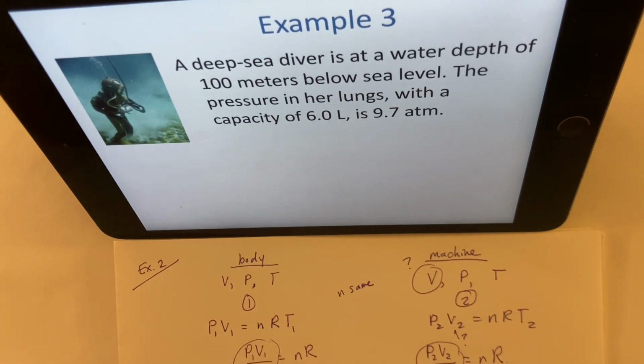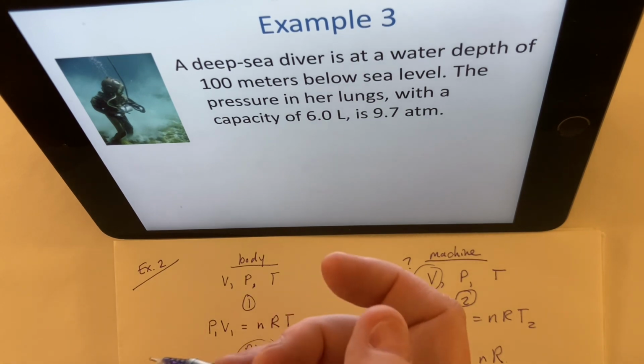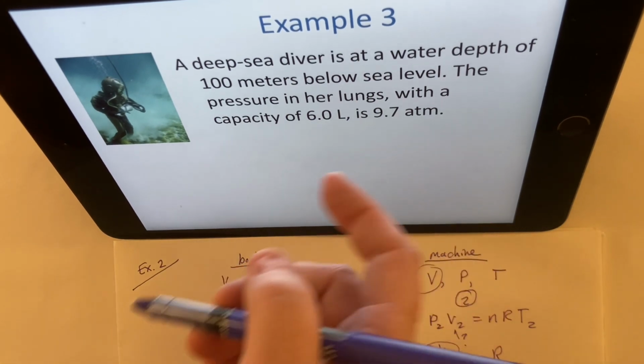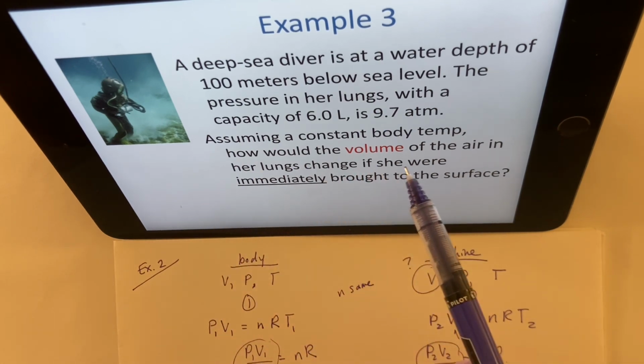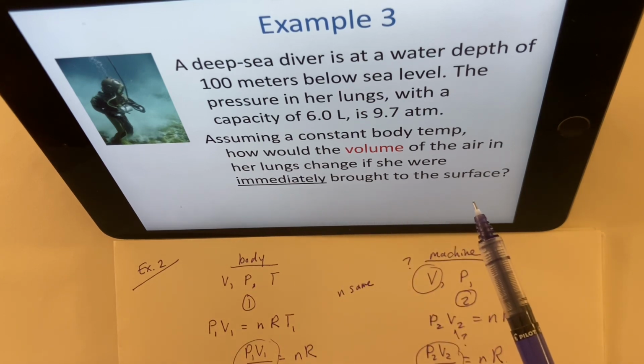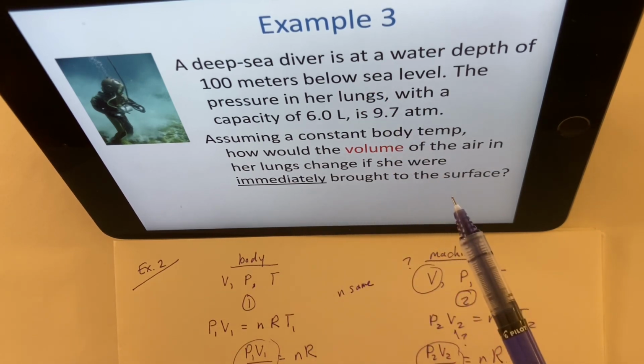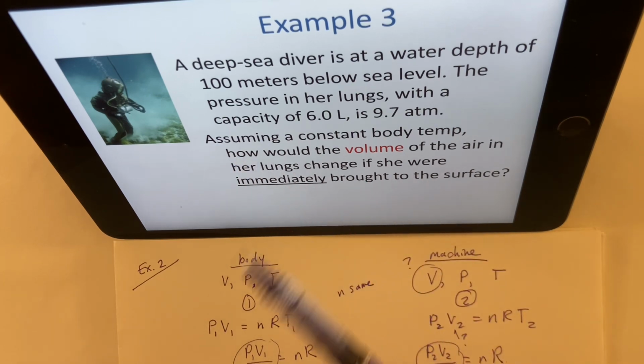All right, this time we have a diver. It says a deep sea diver is at a water depth of 100 meters below sea level. The pressure in her lungs is a lot. It's 9.7 atmospheres, and her lungs have a capacity, like a max volume of 6 liters. Uh-oh. How would the volume of the air in her lungs change if she were immediately brought to the surface? Instead of being below sea level, brought to the surface, assuming no change in her body temperature.